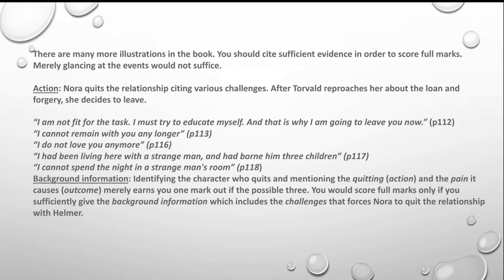Background information, identifying the character who quits and mentioning the quitting action and the pain it causes, that is the outcome, merely earns you 1 mark out of the possible 3. You'd score full marks only if you sufficiently give the background information, which includes the challenges that force Nora to quit the relationship with Helmer.